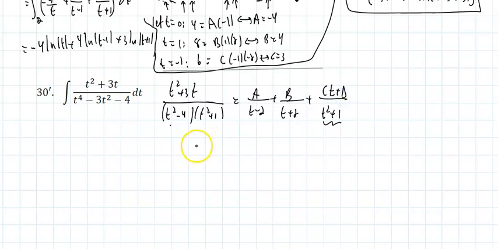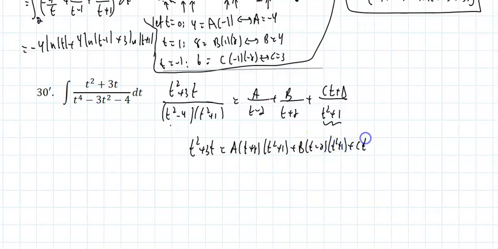We're going to proceed identically, clear the fractions like we did on every problem. A into t plus 2 into t squared plus 1, b into t minus 2 into t squared plus 1, ct plus d times t squared minus 4.